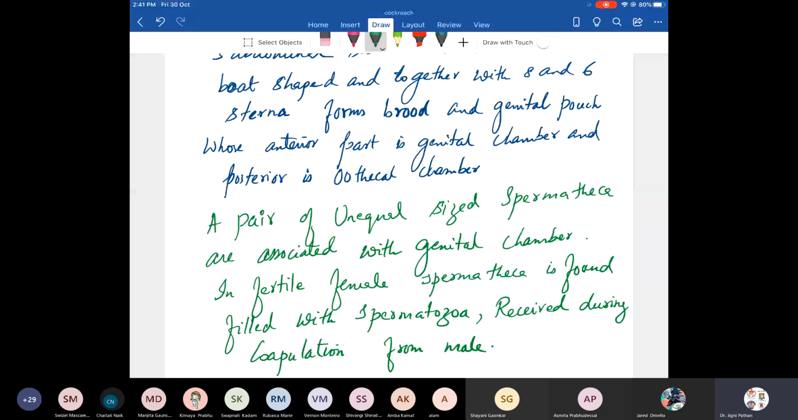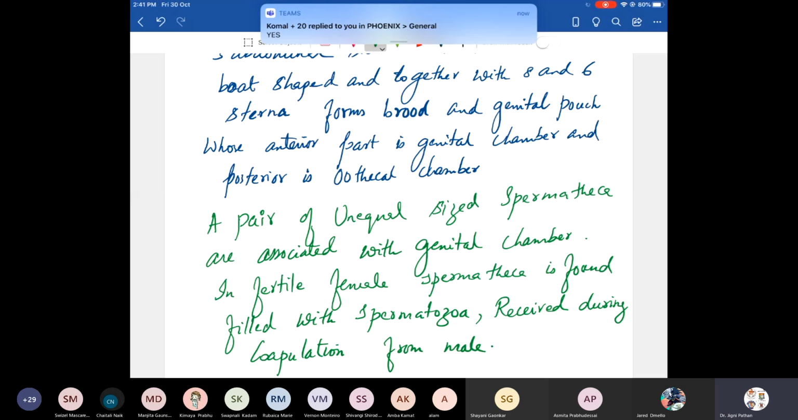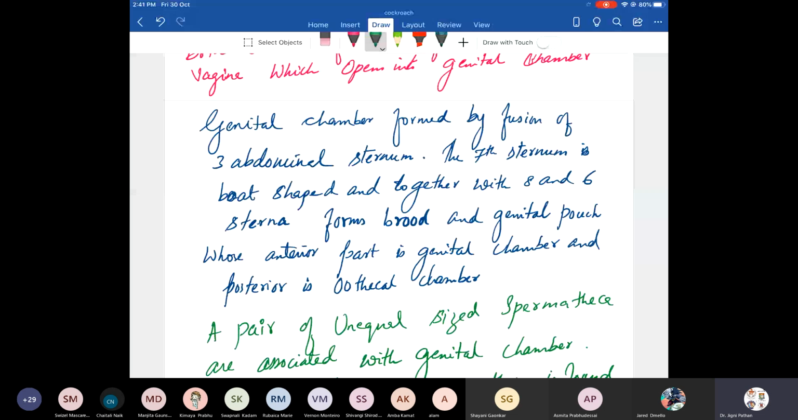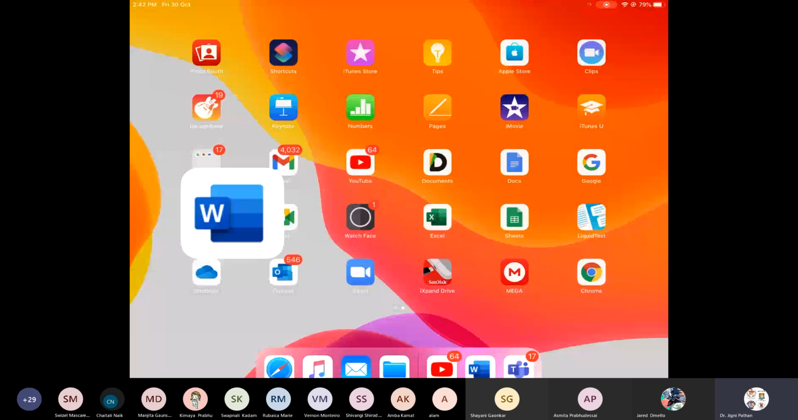Now listen. Are you done writing? See, what did I say? The genital chamber is formed by the fusion of three abdominal sternum. Sternum is ventral or dorsal plates? Who will answer this quickly? Sternum, dorsal or ventral plate? Come on. So they are ventral plates.